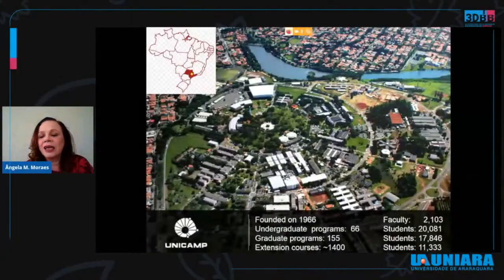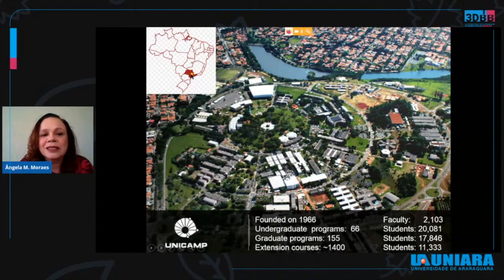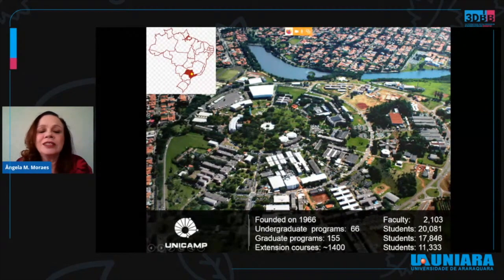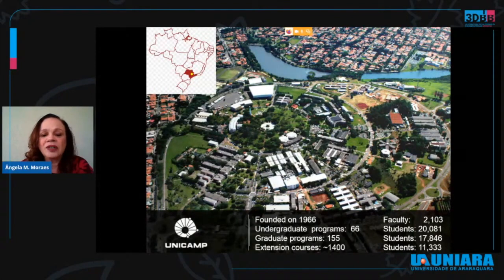It's called Unicamp, as Rodrigo already mentioned. It is in the state of São Paulo, marked in this yellow dot. It is a quite young university. We were founded in 1966. We have over 2,000 faculty members. We have 66 undergraduate programs with more than 20,000 students. We have 155 graduate programs with over 17,000 students and around 1,400 extension courses with over 11,000 students enrolled.